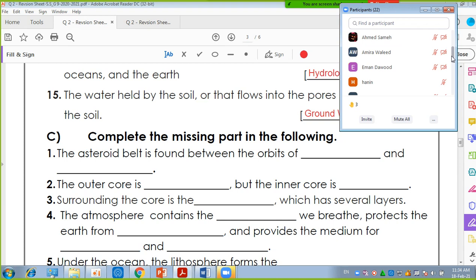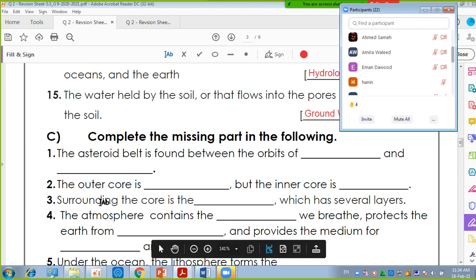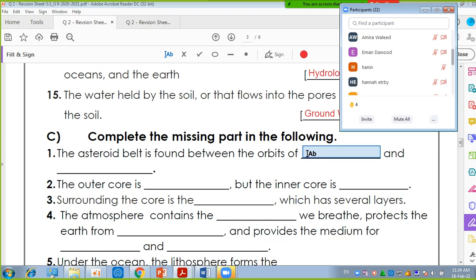Right. Let me pick up. Okay, Haneen, you write the answer of number 2. Kamal, you write the answer of number 3. Okay. Now prepare yourself. Okay, Iman Dawood.